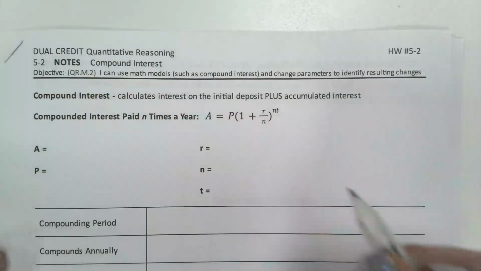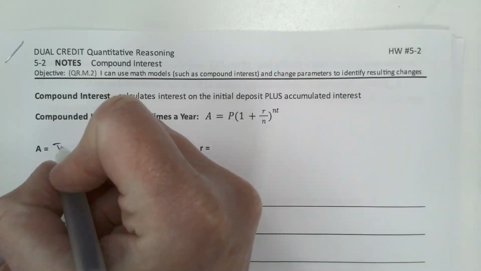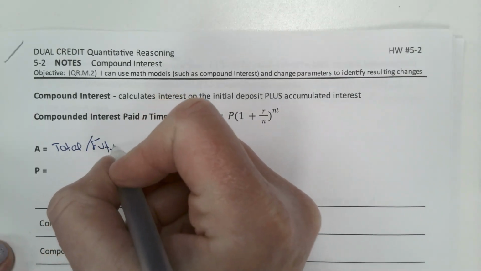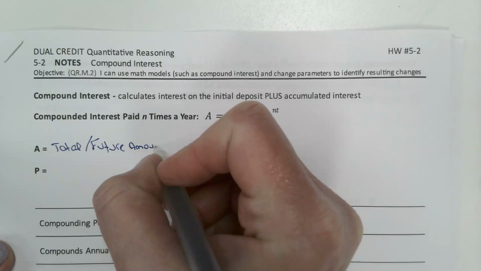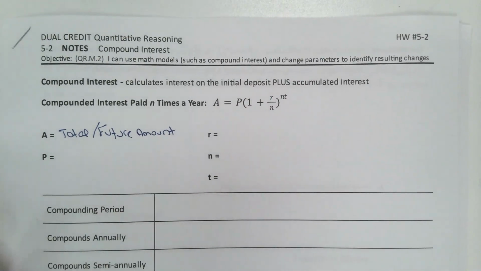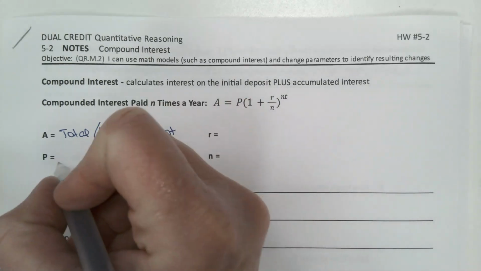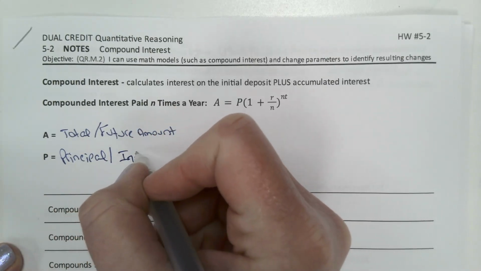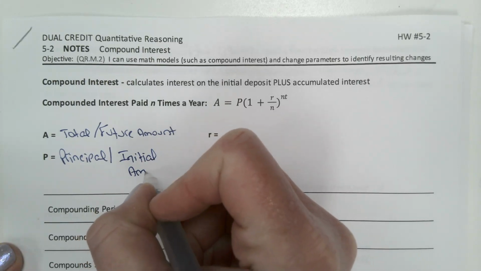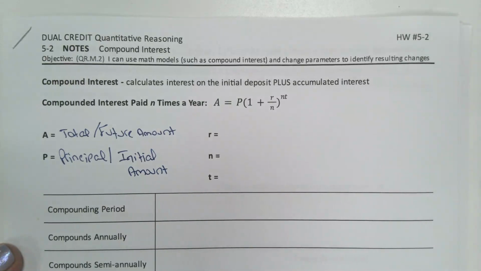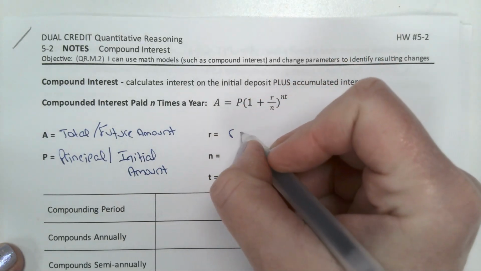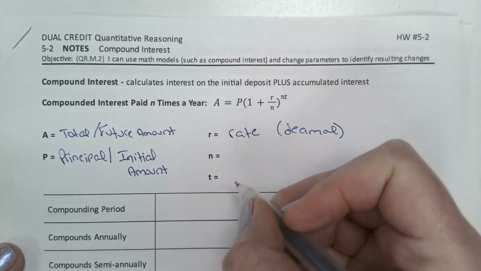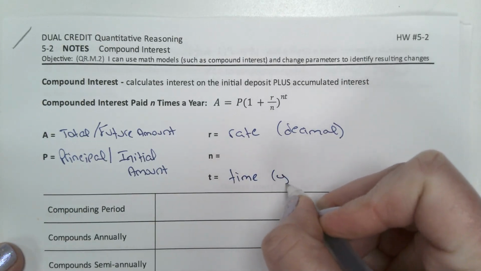So A, you know, because we dealt with that before. A is just going to be your total or your future amount, because on some problems it might say my goal is to have so much in my account. P is going to be the principal or your initial amount. R is the rate as a decimal. And T is the time in years.